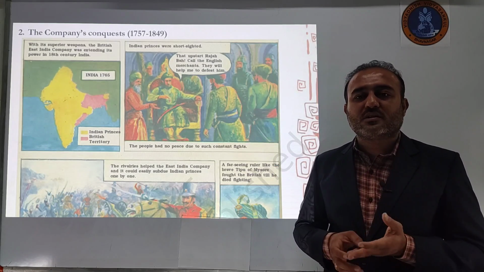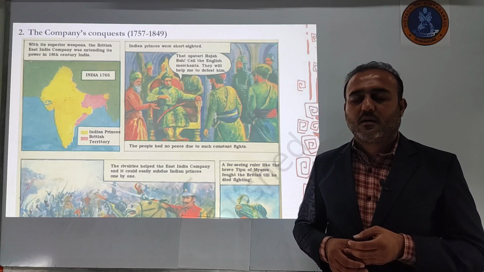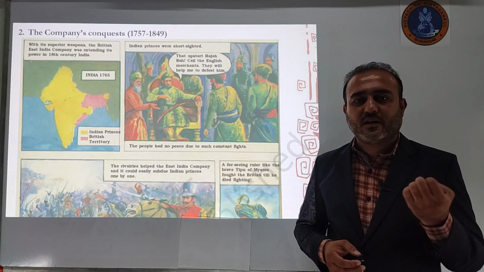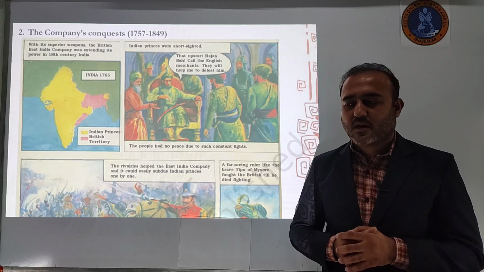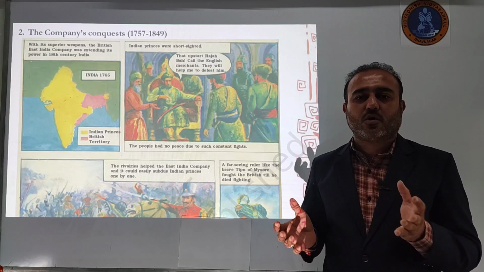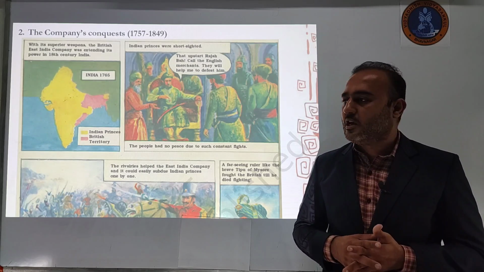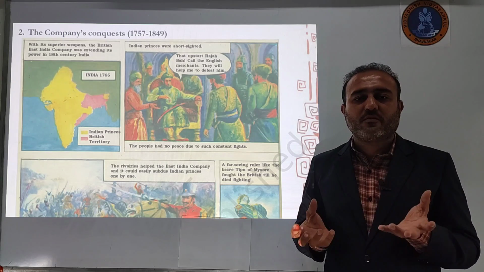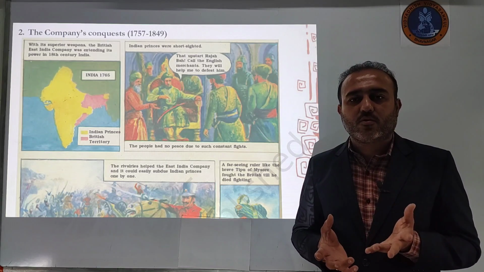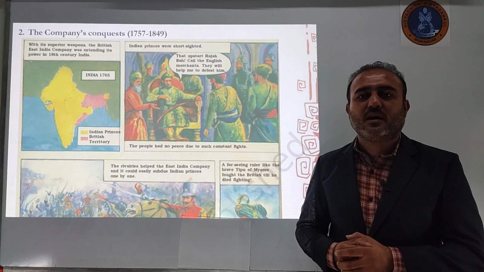And they also noticed one thing, that the Indian princes, we know that India was divided into princely states. There were 562 small states, and the kings of these states used to keep on fighting with each other continuously. So they tried to take advantage of this gap or difference. They adopted the divide and rule policy, and slowly and gradually they started expanding their rule in India.